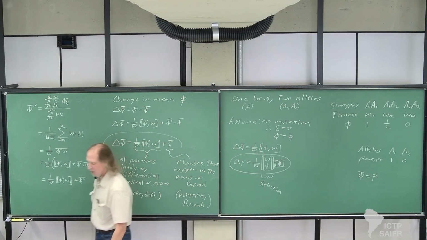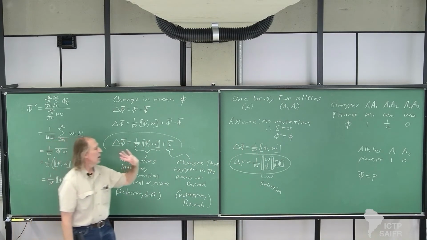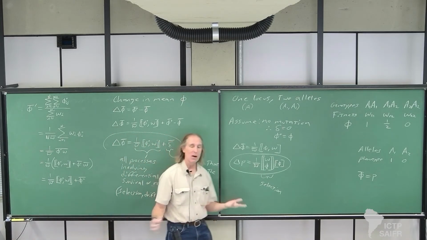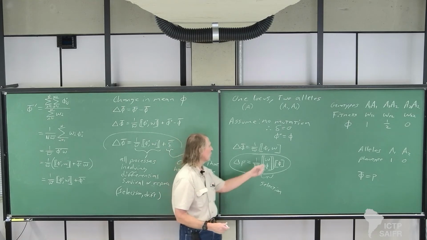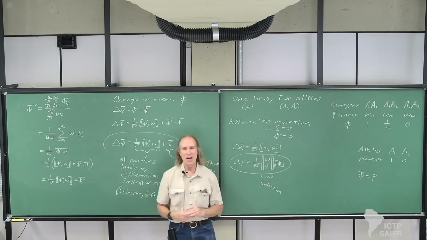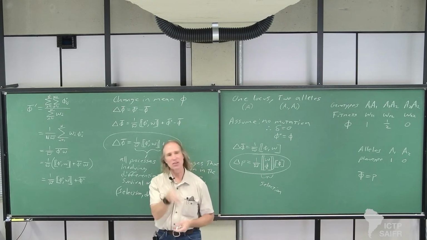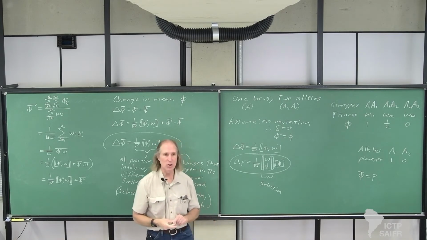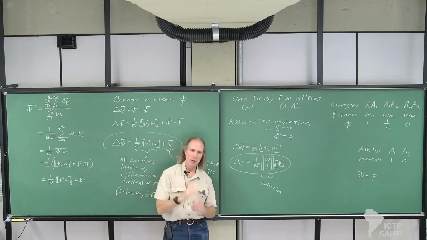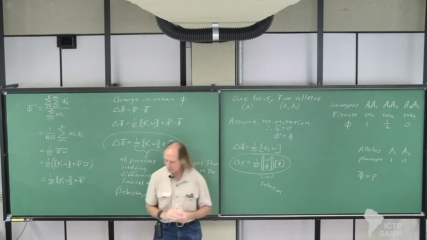And in fact, when we extend beyond one locus, two alleles, when we talk about quantitative genetics, everything will keep coming up with terms that have regression of fitness on a phenotype. And intuitively, when you see that, you go, okay, that's selection happening right there. It's the degree to which changing your phenotype changes fitness.